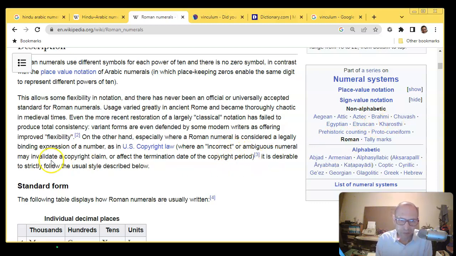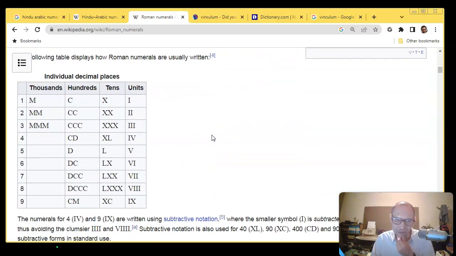Now it is desirable to strictly follow the usual style described below, meaning that today, if you're using the Roman system, it is better to follow this exact system over here, so that you're on the same page and everybody else can understand you. So you have the units, tens, hundreds, and thousands. And then there is 1, 2, 3, all the way up to 9 over here. And you see that there is no 0 here, right?